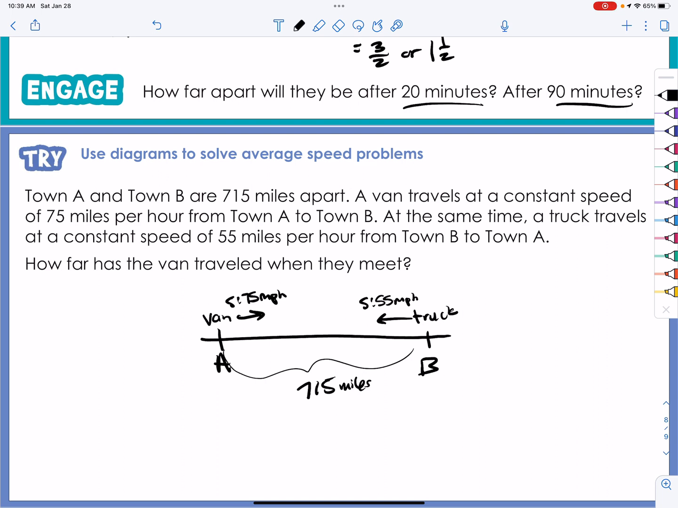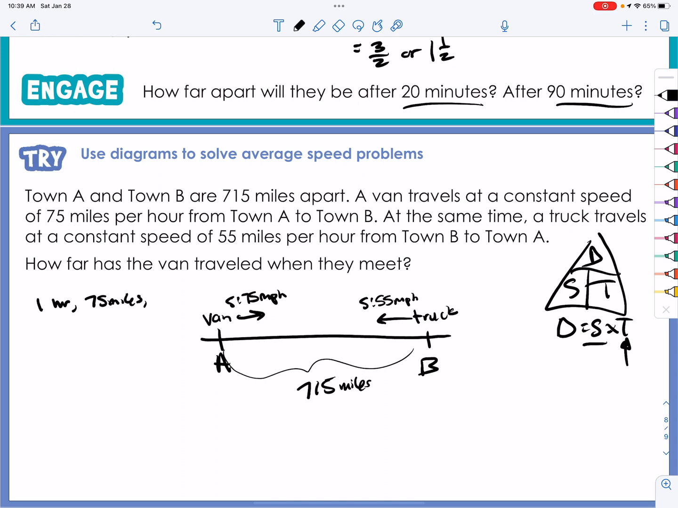And if we're calculating distance, according to our triangle, distance, speed, time, distance equals speed times time. We know the speed of the van, so we need to know how long it took for those 2 vehicles to meet. So how are we going to find out that time? Well, I'm going to do some thinking, because I know that in 1 hour, that van travels 75 miles, and that truck travels 55 miles.